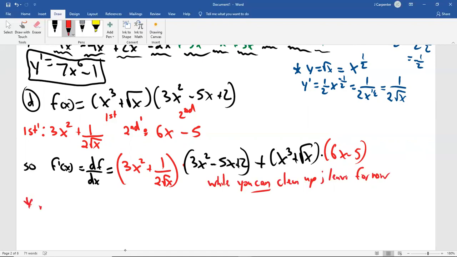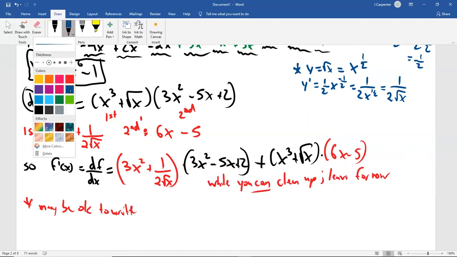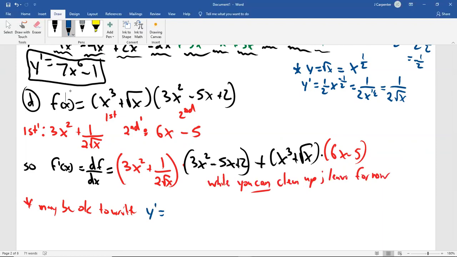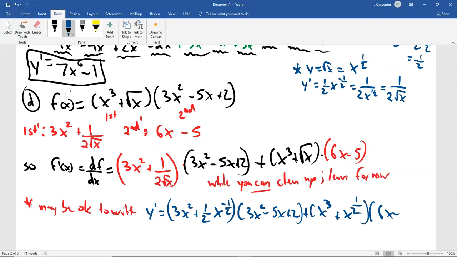You also, it may be acceptable to write this version, and I'll do it in blue. I have seen problems where it's okay to write 3x squared plus 1/2 x to the negative 1/2 times 3x squared minus 5x plus 2, then plus x cubed plus x to the 1/2 times 6x minus 5. I have seen our homework. I've been diving much deeper into it to make sure I can relate things to y'all. I've seen problems where they're letting answers have rational exponents. So what I'm saying is my math lab should take either of these versions, even though I definitely have a preference. I definitely prefer the top version versus the blue version.